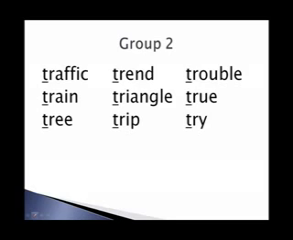Group 2. All these words begin with a true T followed by an R. Traffic, train, tree, trend, triangle, trip, trouble, true, try.